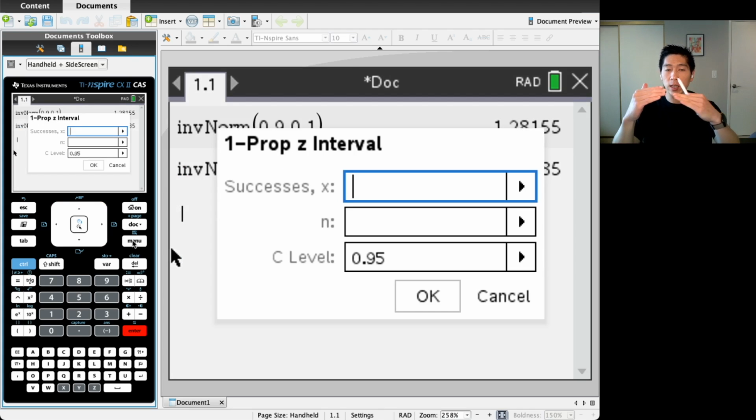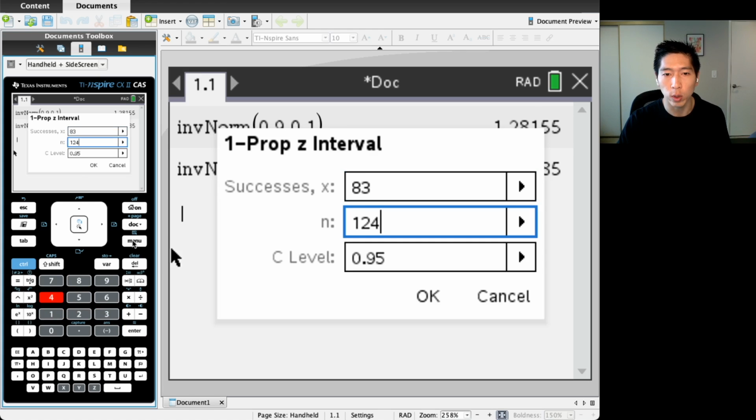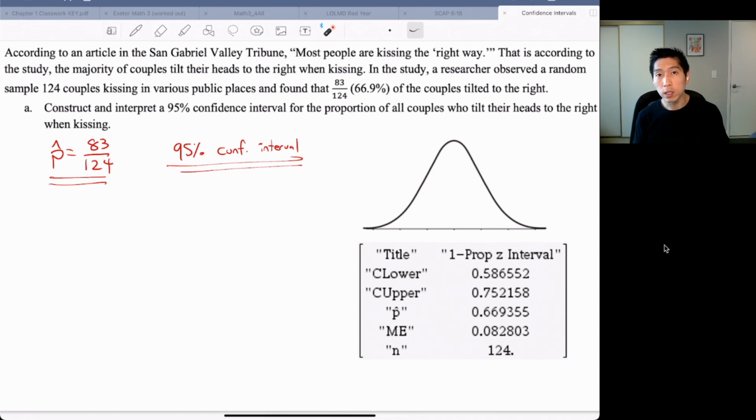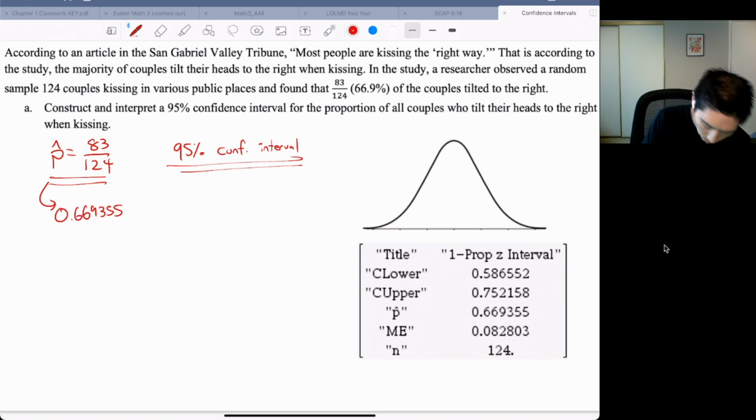And then notice it says success is X and an N. So if you remember our fraction, it was 83 out of 124. That means number of successes was 83 out of our sample size, which is 124, and our confidence level was 95%. By default, we'll always be at 95% on the calculator, so you're going to have to adjust accordingly. And then you get all this stuff. So this gives us most of the information we're going to need right here. It gives us our sample proportion right here of 0.669355. And it also gives us our margin of error, 0.082803.